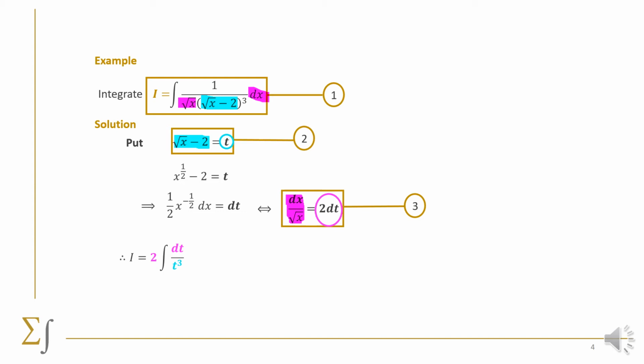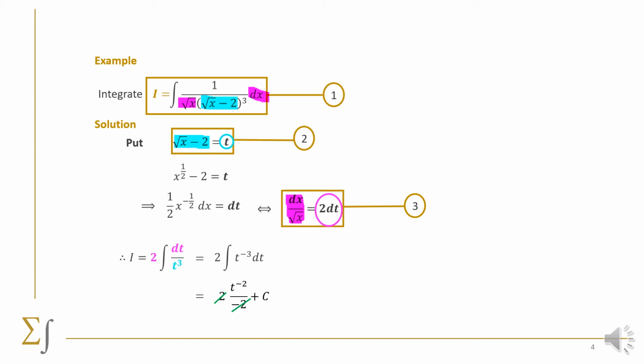Yes, the integral is equal to 2 times the integral of dt over t cubed. This is equal to 2 times the integral of t power minus 3 dt. We all know how to integrate t power n. We add 1 to the minus 3 and divide by minus 3 plus 1. So this is equal to 2 times t power minus 2 divided by minus 2 plus the constant of integration.